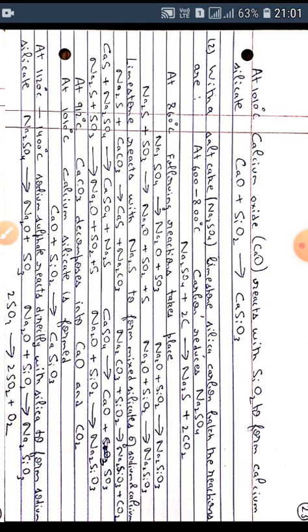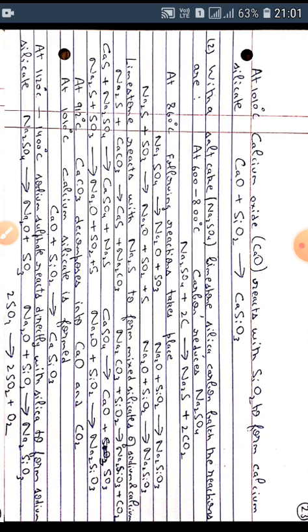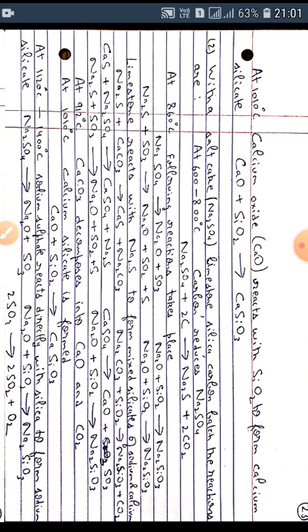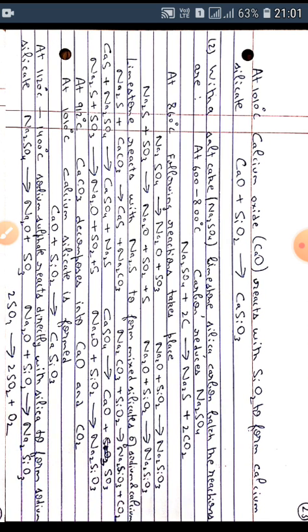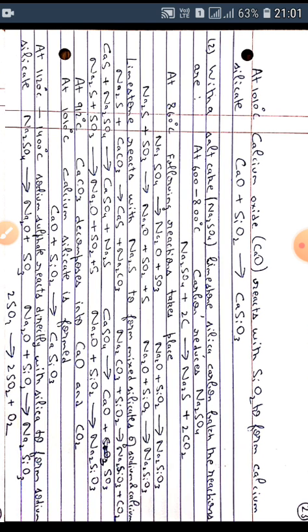Calcium sulfide reacts with sodium sulfate to form calcium sulfate and sodium sulfide. This calcium sulfate decomposes into calcium oxide and sulfur trioxide. Then Na2S plus SO3 gives Na2O plus SO2 plus S. This Na2O reacts with silica to form sodium silicate. Further, at a temperature of 912 degrees centigrade, calcium carbonate decomposes into calcium oxide and carbon dioxide. Again, at a temperature of 1010 degrees centigrade, calcium silicate is formed, where calcium oxide reacts with silica to form CaSiO3.